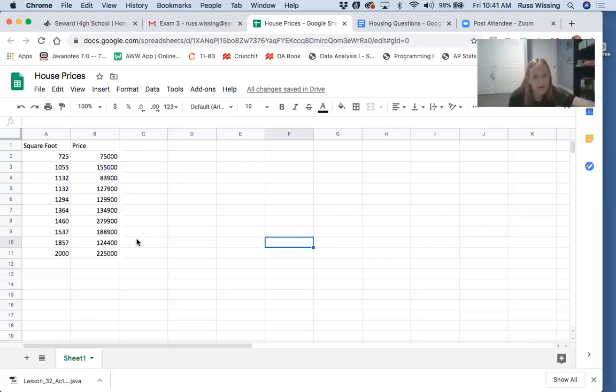I think it's under contextual problems. Let me look here real quick. So under classwork, and if you go down, it's right under the vocabulary. It's the sample data for Seward houses and questions.